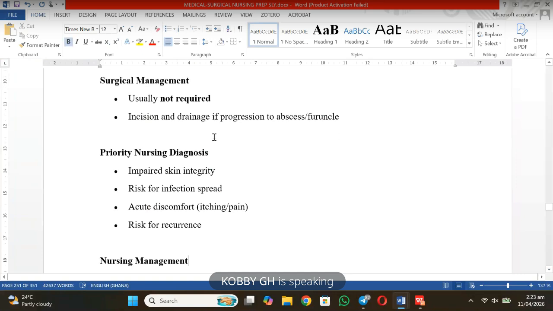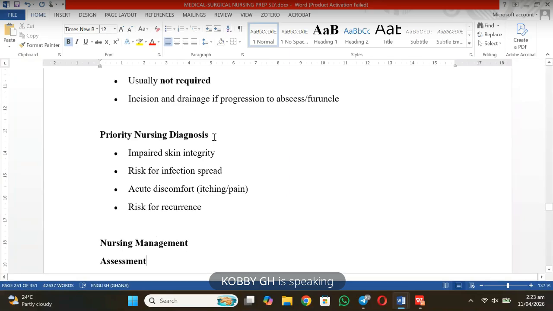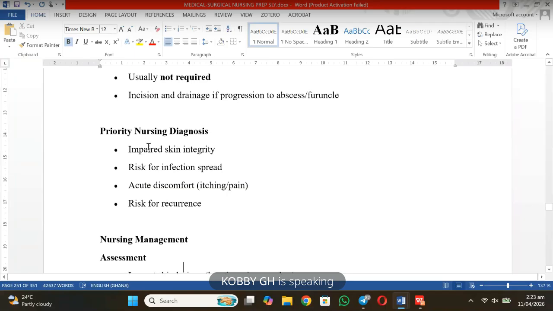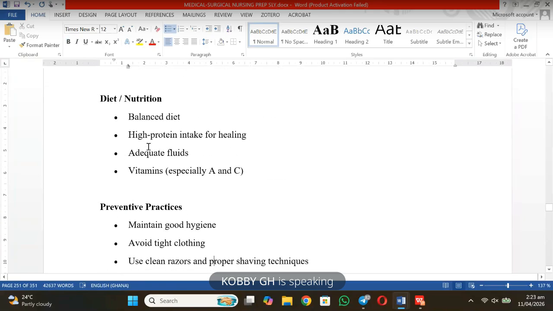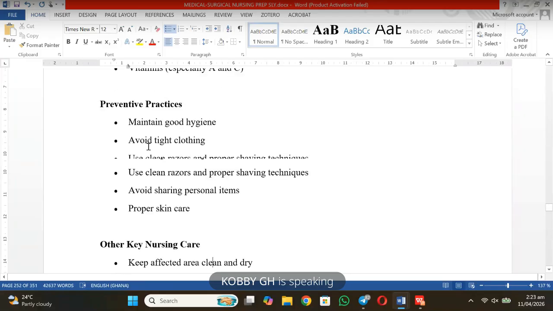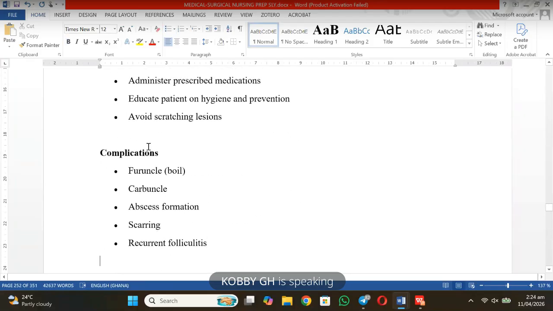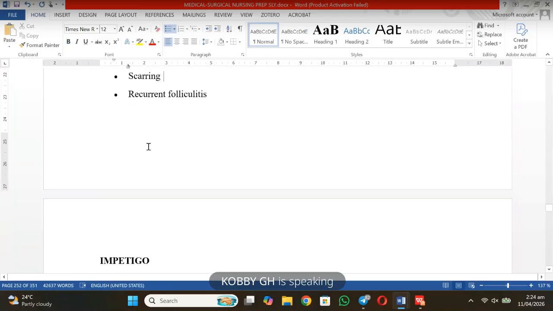incision and drainage, especially when it is very severe. It has become so severe, like a boil or a carbuncle. Again, the priority nursing diagnoses for this condition too are acute pain and impaired skin integrity. It follows the same observation, the same dietary management, the same preventive practices like the furuncle and the carbuncle.